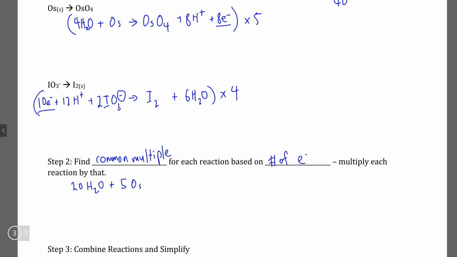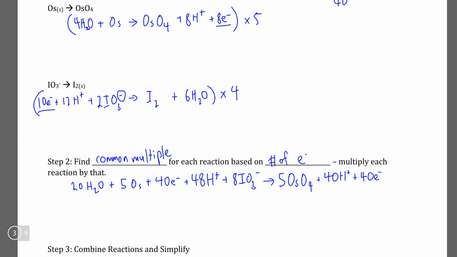And then if we do the same thing for the second half reaction, we have our 40 electrons, 12 times 4 is 48 H+, and then 2 times 4 is 8 of the iodate polyatomic ion, and that should be all of the reactants from both half reactions. Next, we need to do the same thing for our products, so we would have 5 osmium oxide here, and then 5 times 8 is 40 H+. Let's deal with the canceling after everything is written in. 5 times 8 is 40 electrons, which is exactly what we expected it to be.